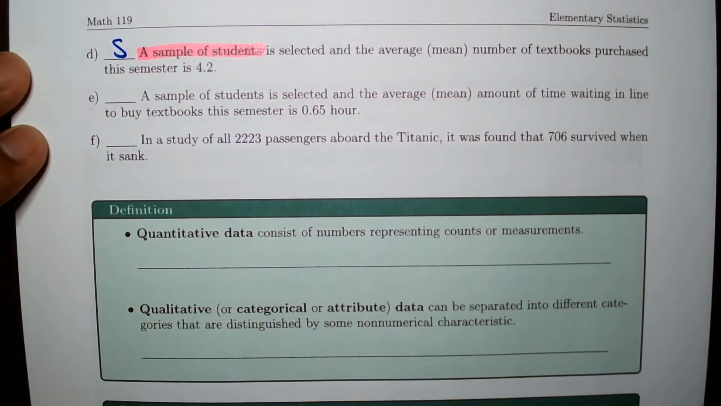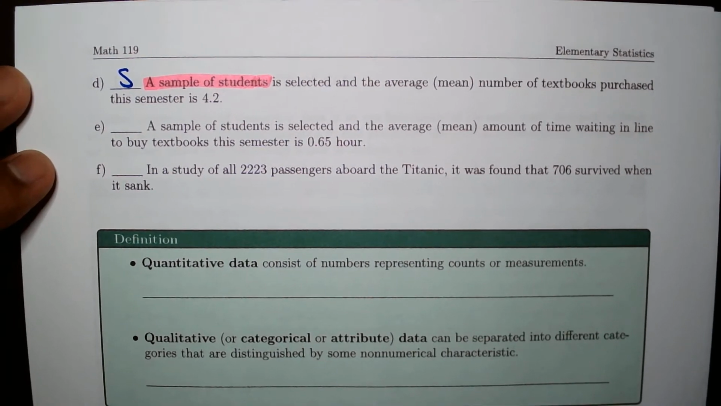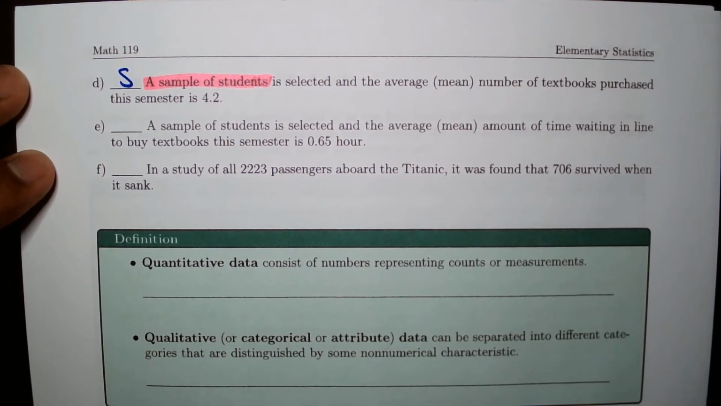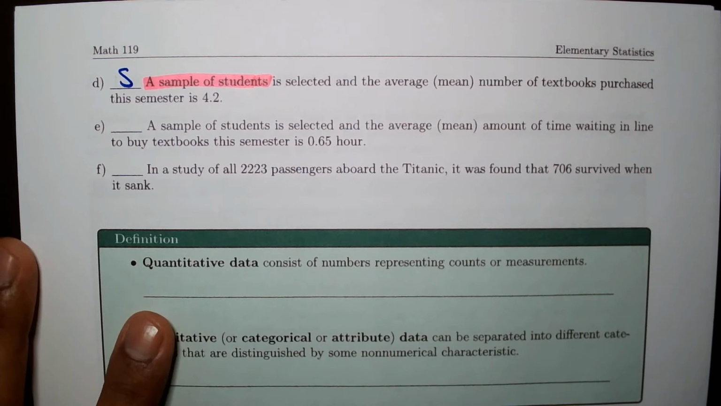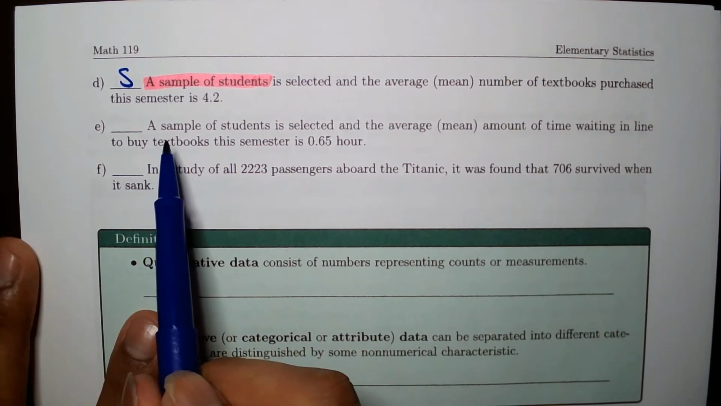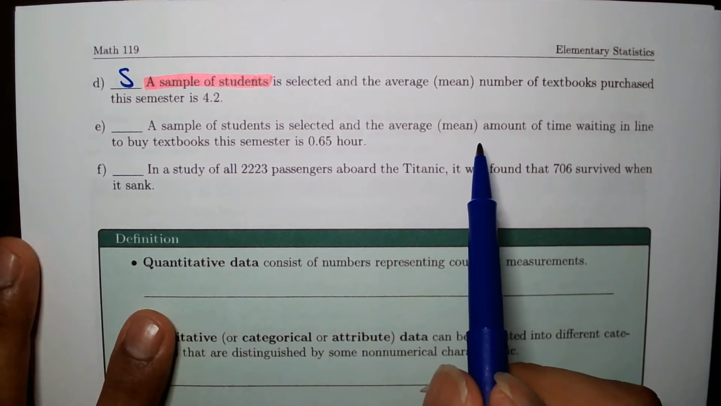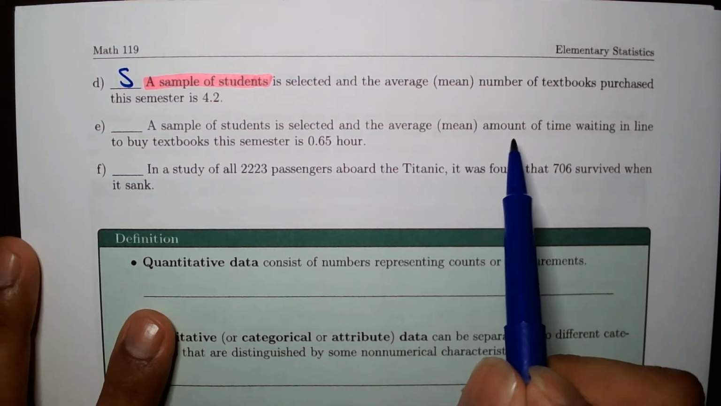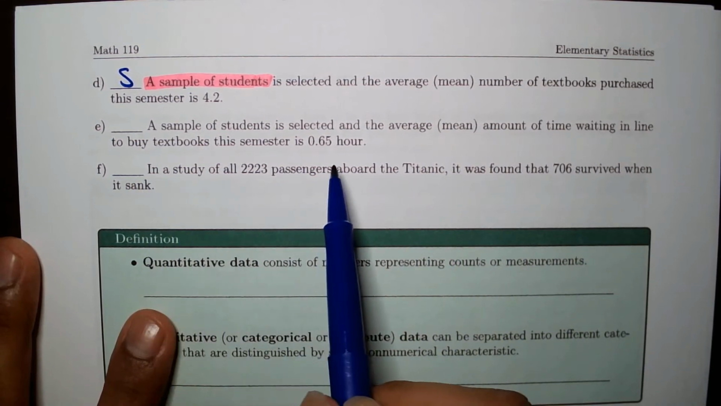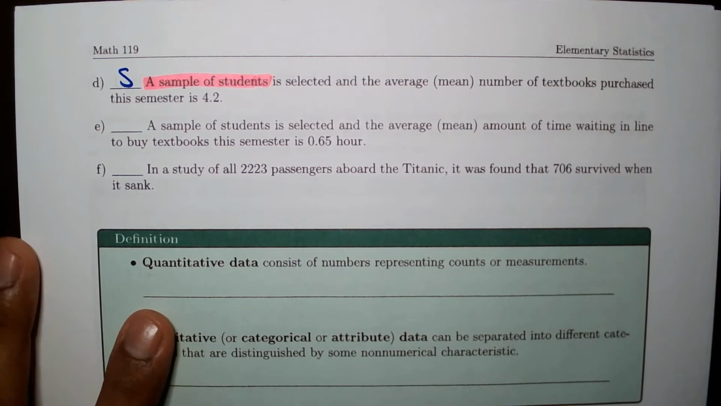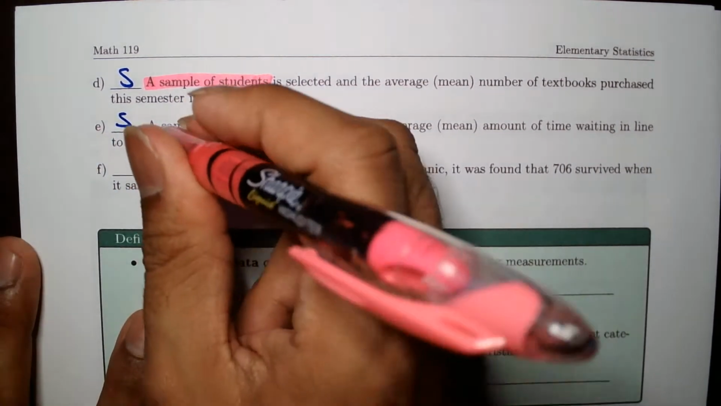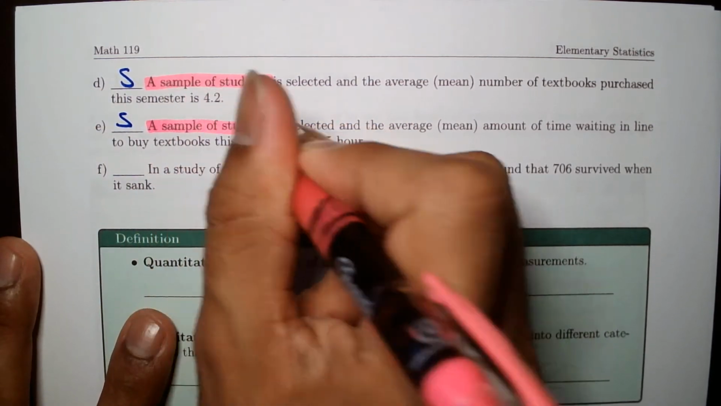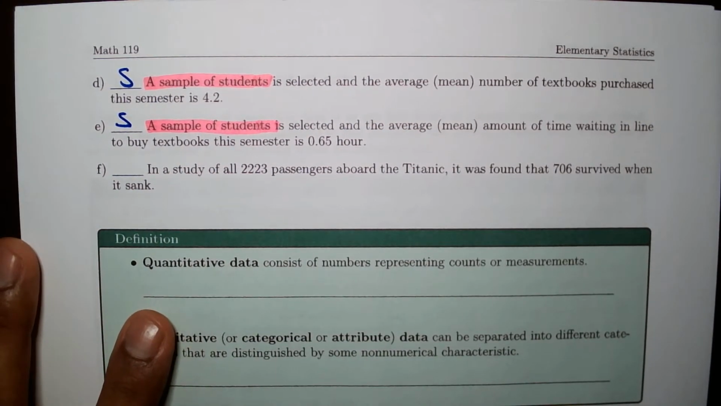If they said otherwise, all the students in a given college, well, that would be the entire population, and in that case, it would be a parameter. A sample of students is selected, and the average, or mean, amount of time waiting in line to buy textbooks is 0.65 hours. Again, this is a statistic because they're just dealing with a sample of students.